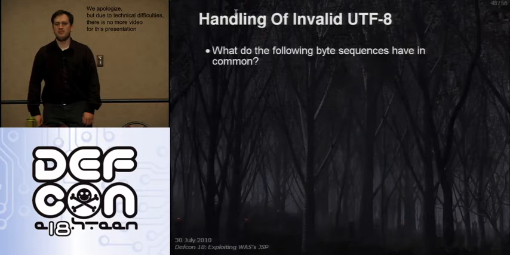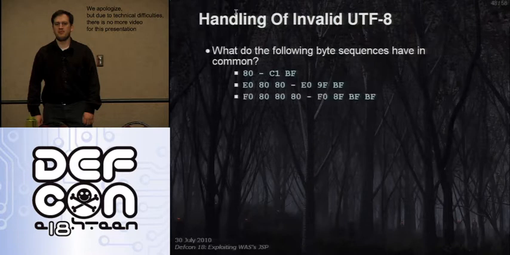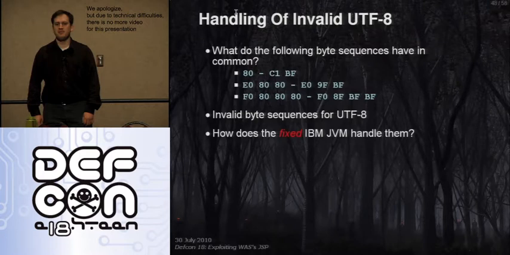So, I got a question. What do the following byte sequences have in common, if the title doesn't give it away? 80 through C1BF. I'm not going to read these. They're all invalid byte sequences for UTF-8. Any guesses what the IBM JVM does with them? This is the fixed JVM.